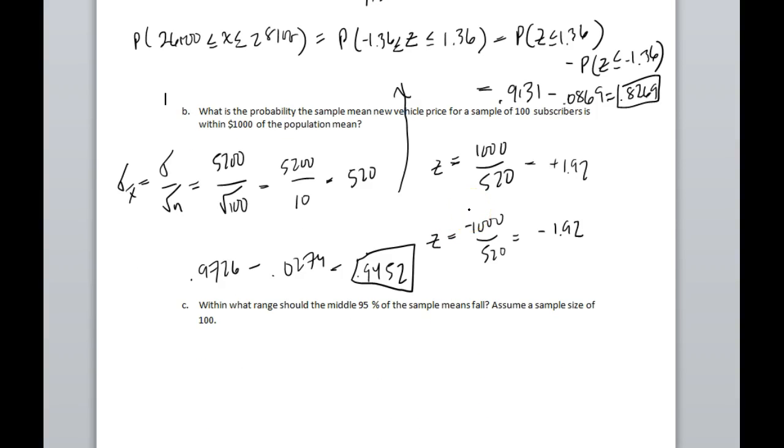Okay. Within what range should the middle 95% of the sample means fall? Assume a sample size of 100. Okay, so this is asking us essentially to do a confidence interval. So the first thing that we need to figure out is, what does this 95% mean?